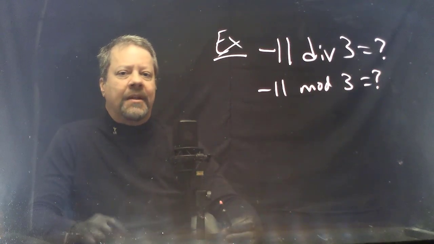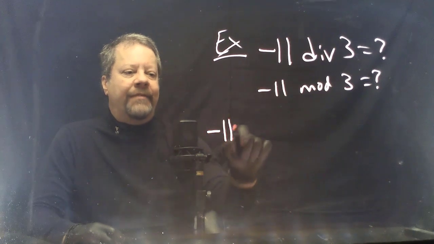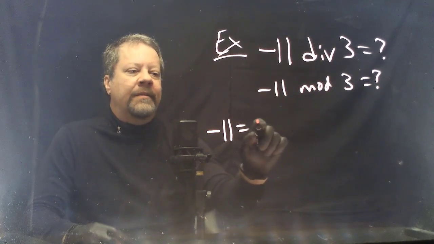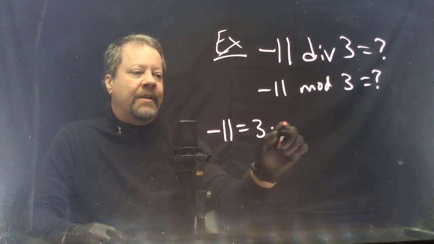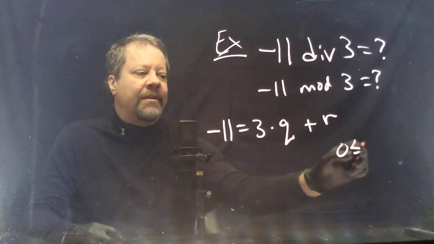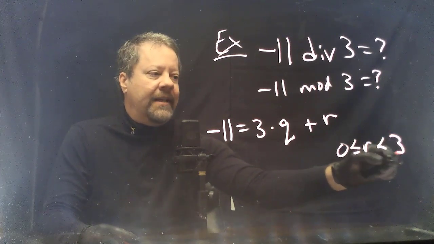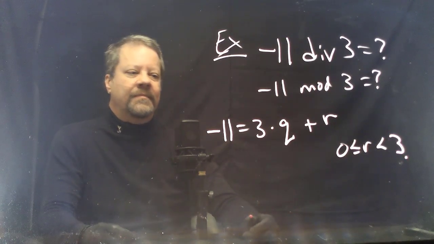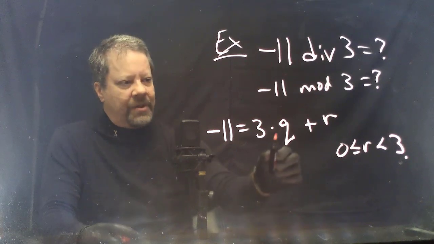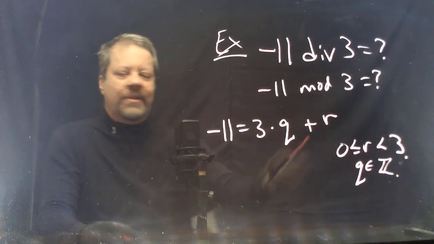But the answer should come from the division algorithm. We want negative 11 to be 3 times some quotient plus some remainder, where again the remainder must be less than the divisor, in this case 3. So, which integers will satisfy this?